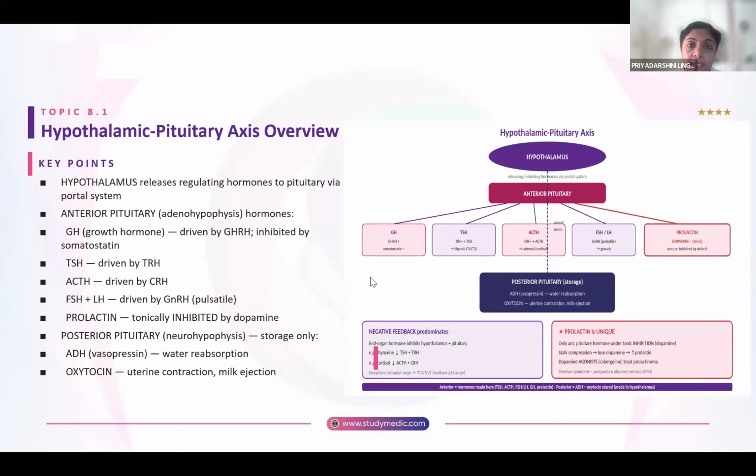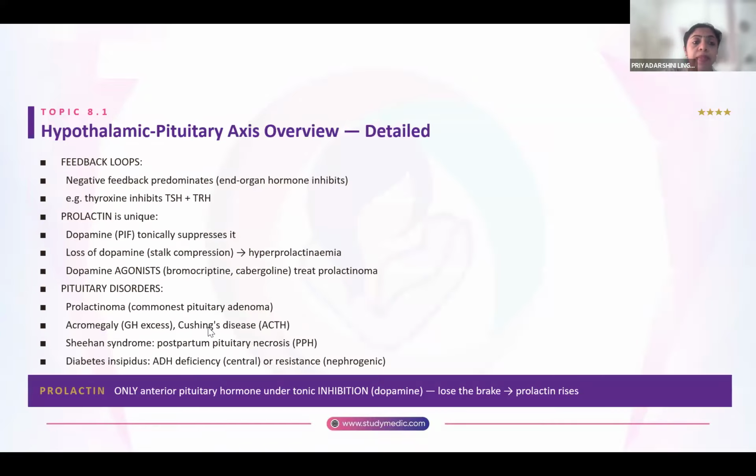Now coming to prolactin. What are the key points you need to remember in prolactin? Prolactin is the only anterior pituitary hormone which is under the tonic inhibition of dopamine. So whenever there's a compression of the stalk, there is no secretion of dopamine, the dopamine secretion is lost. Because of this loss, there is an increase in your prolactin. So hyperprolactinemia is seen. Now what are the dopamine agonists? Cabergoline. This is used to treat hyperprolactinemia. So prolactin is one hormone where most of the time we expect a question to come.